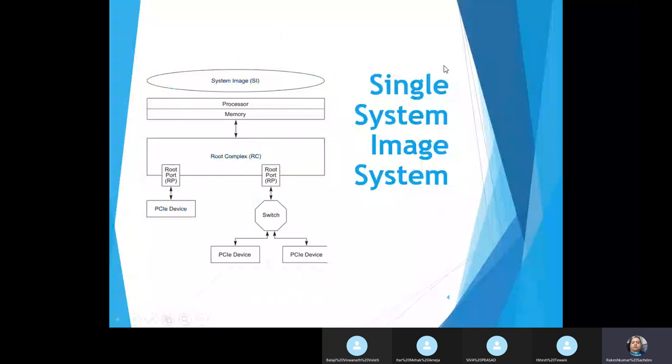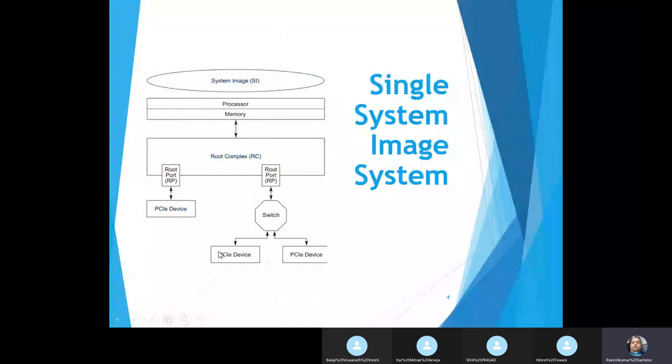SRIOV is an advanced course. So we have ARI devices and non-ARI devices. An endpoint can be ARI or non-ARI. ARI means greater than 8 functions. Non-ARI means less than 8 functions. If you have a single system image and single CPU, we can still go up to 8 functions. Eight functions are fine, and we can limit our requirement to 8 functions, or maybe a maximum of 255 functions. Not more than that.